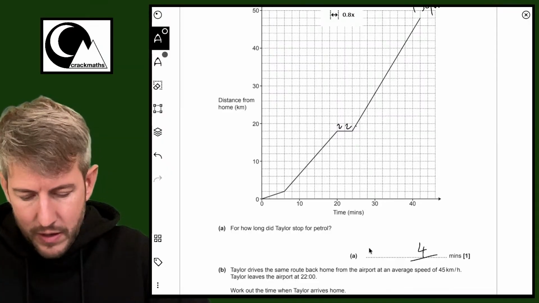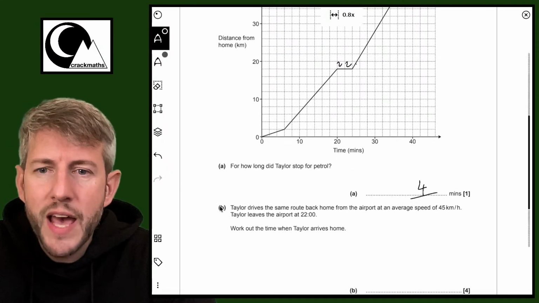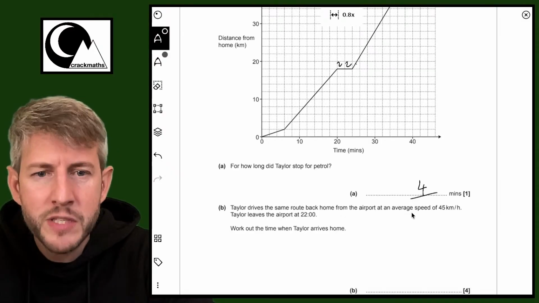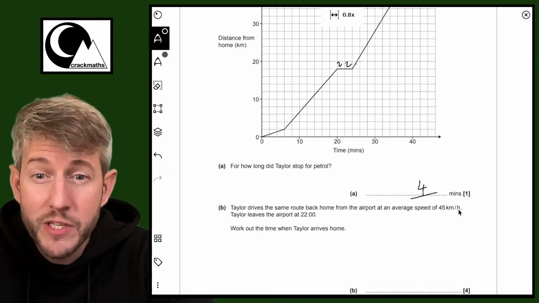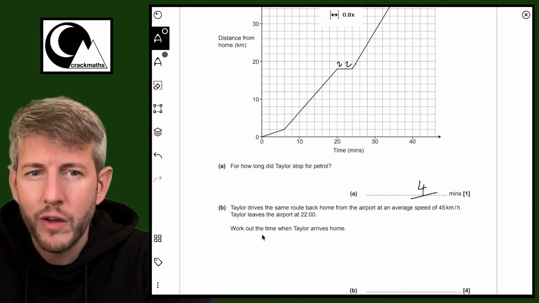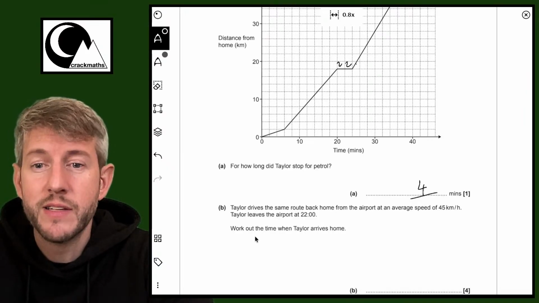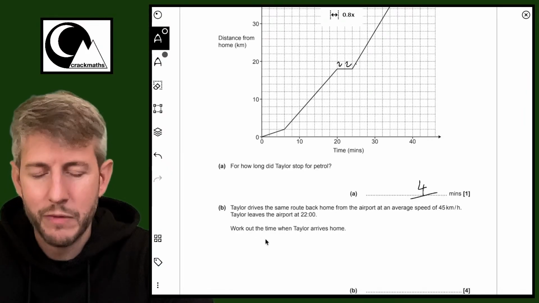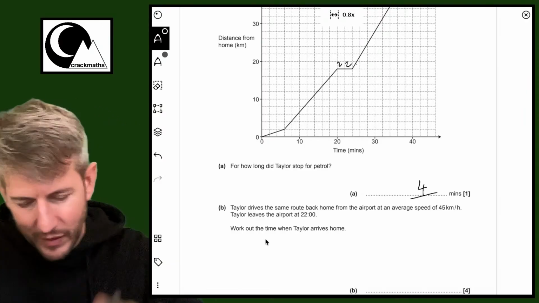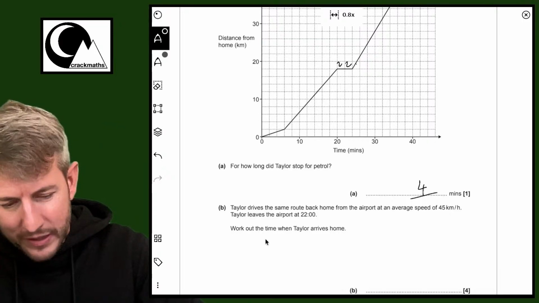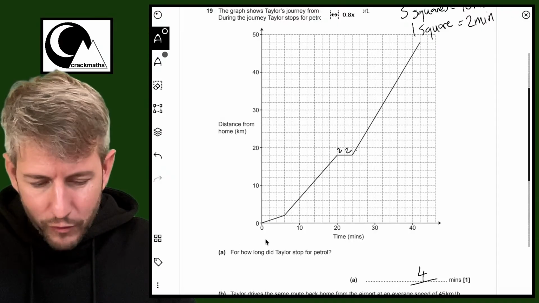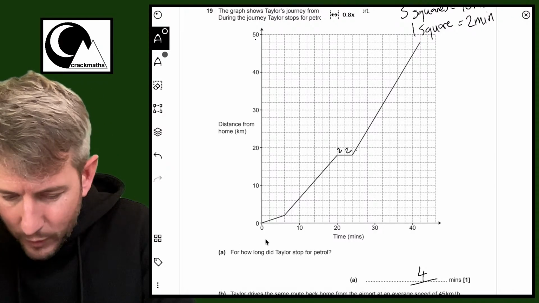Okay, right. Part B says, Taylor drives the same route back home from the airport at an average speed of 45 kilometers per hour. Taylor leaves the airport at 10 o'clock. What time does Taylor arrive home? Right. So, 1 second. So she's gone to the airport. How far away is the airport from her home? So the airport is here.